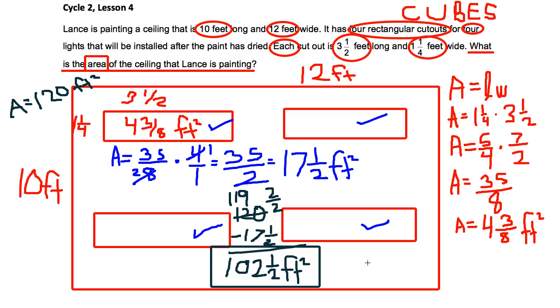And my plan was to make my model and find the area of one cutout, multiply that area by 4 because I had 4 cutouts just alike, and then find the area of the total ceiling, and then subtract the area of the cutouts from the area of the ceiling, and that gave me my final answer.